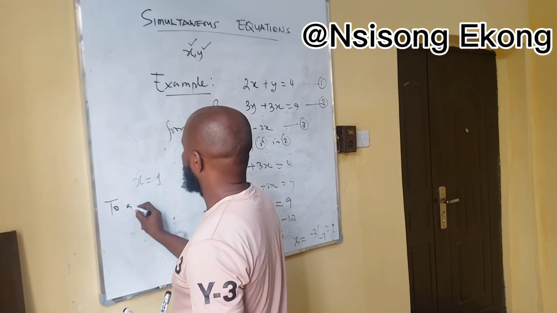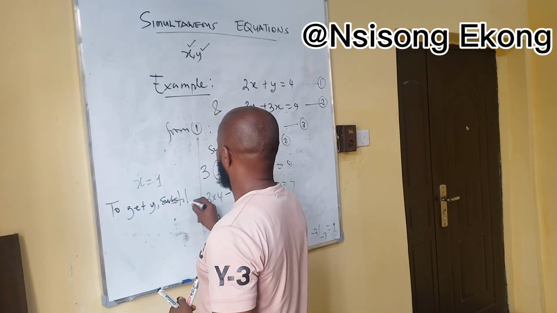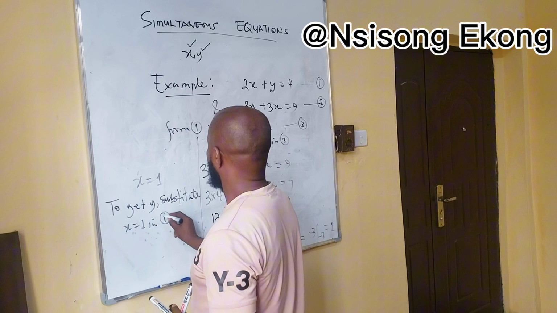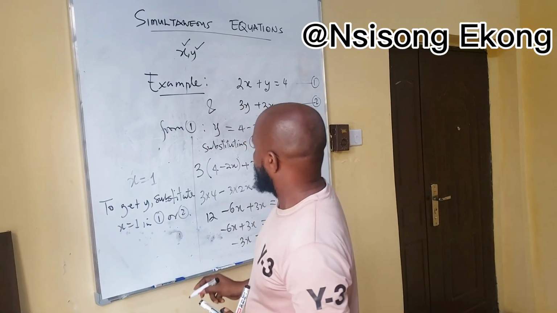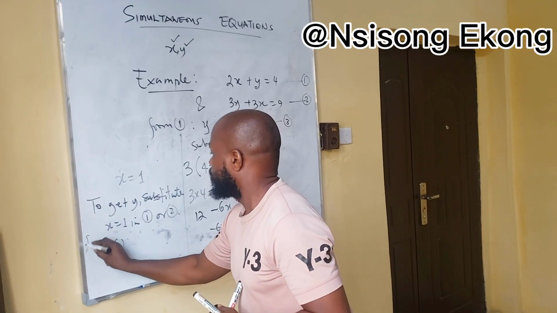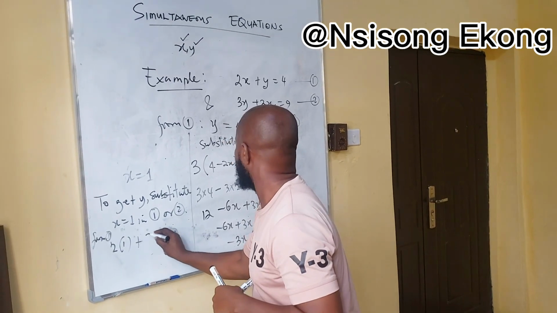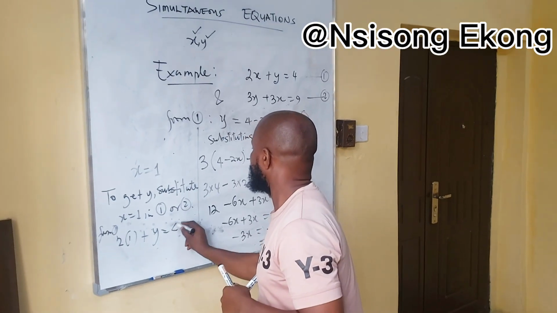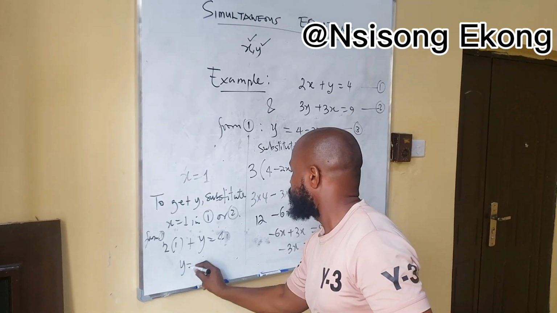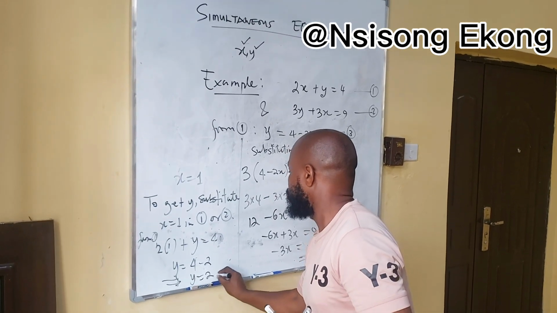To get y, substitute x equals 1 in equation 1 or equation 2. So from equation 1, we have 2 into 1, which is the value of x, plus y equals 4. If we take 2 from both sides of the equation, we have y equals 4 minus 2, which means that y equals 2.